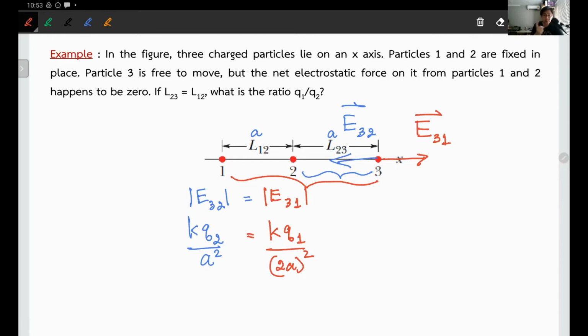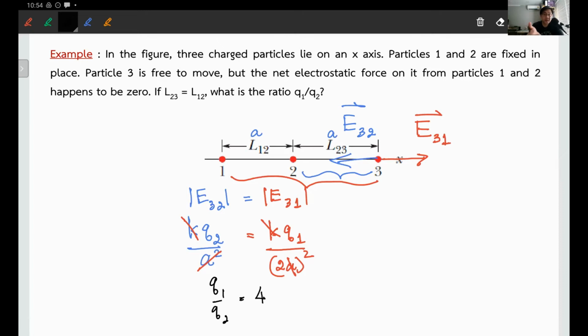And that's it. This is good because we only compare the magnitude. K cancels. A actually cancels as well. So what you're getting over here is the final answer: Q1 and Q2 is just 4. And you're done. Which makes sense because we already learned about the magnitude and directions and all this stuff.